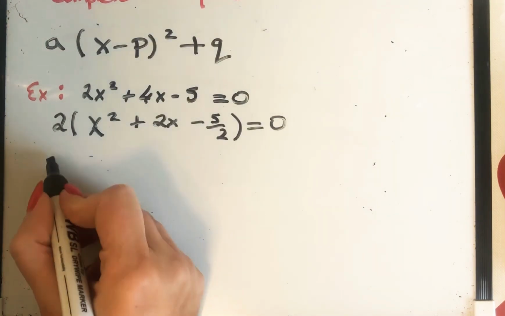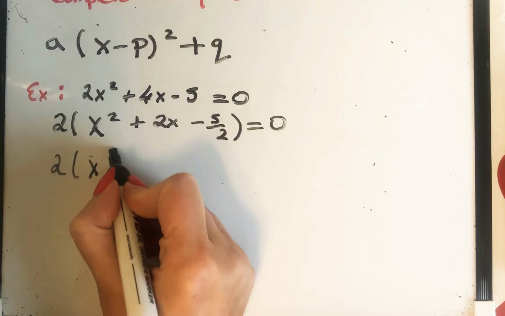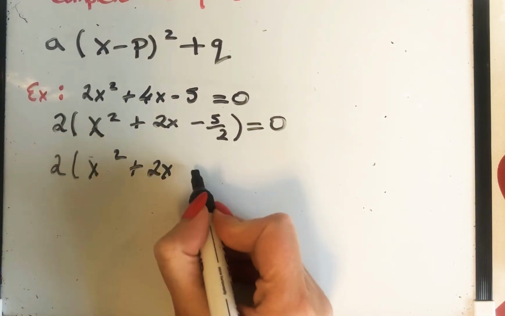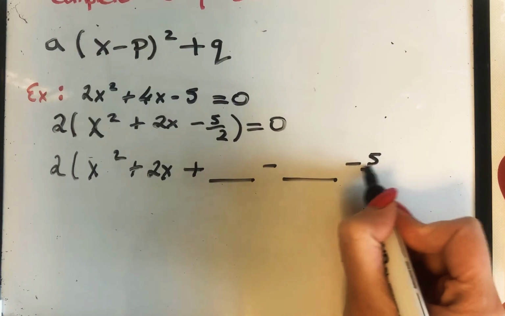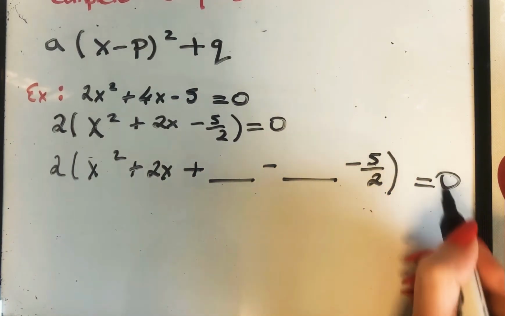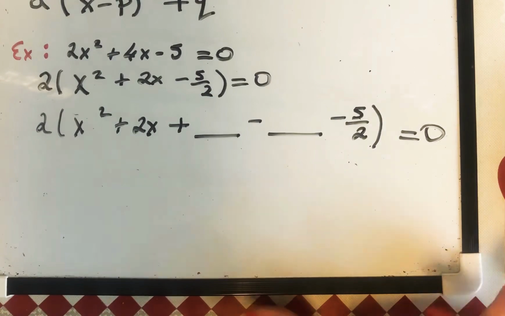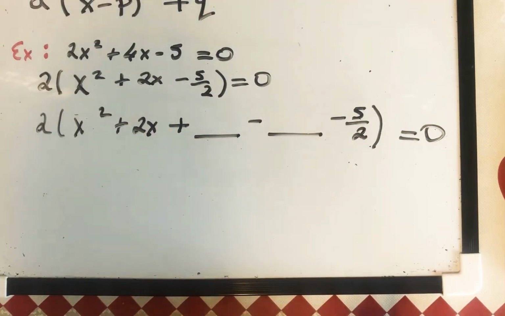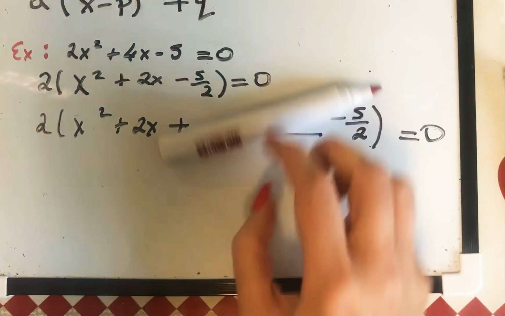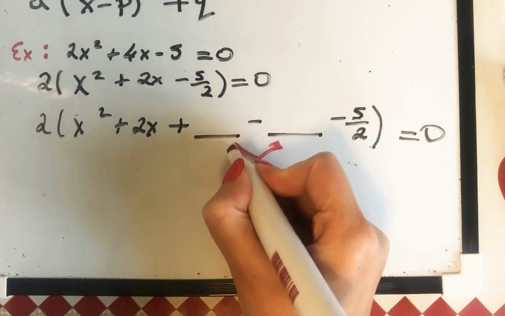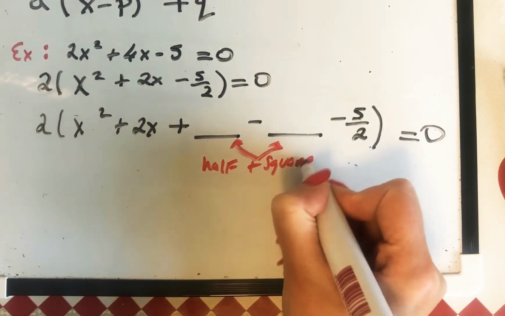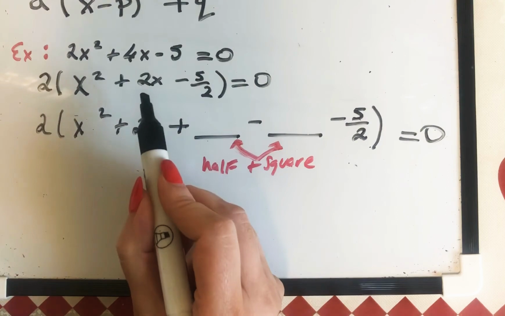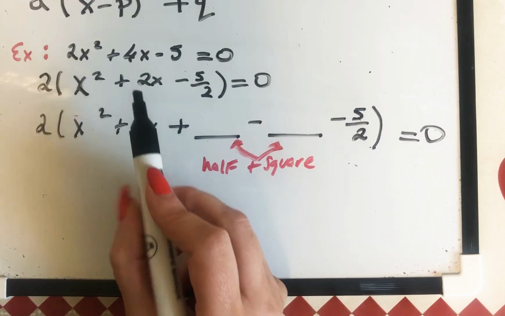So we'll start off again with our 2, and there is our x squared and our plus 2x. Again, we're going to follow the method from the previous video. So plus with a line underneath it, and then a negative with a line underneath it, and then our minus 5 over 2, close the bracket, equal it to 0. In the previous video, I told you that to get this number and this number, you have to half and square the coefficient in front of the x. So we half and square. Half of 2 is 1, and then 1 squared is 1, and 1.